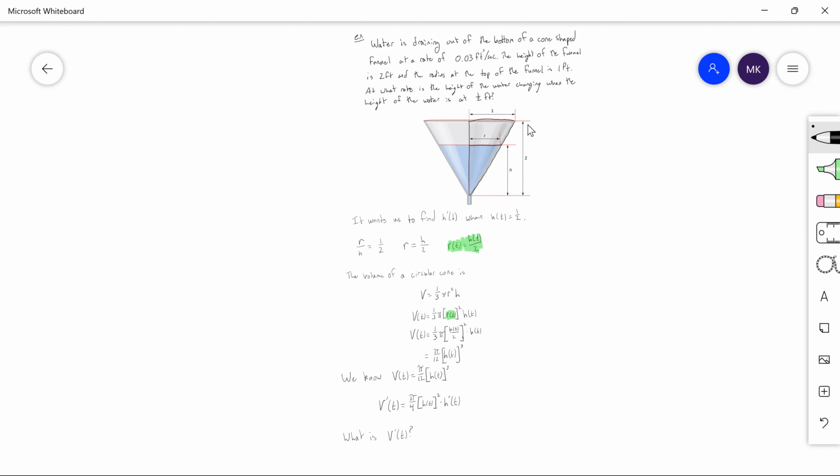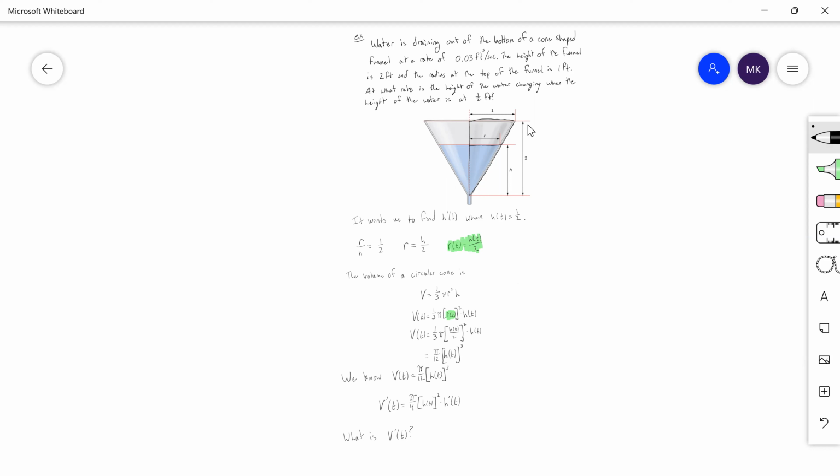What is V of t? Let's start with there. What is V of t? Like, what does that represent? The volume. Is the volume, how is the volume changing? Because V prime of t is talking about the rate at which the volume is changing. Is the volume increasing or decreasing? Oh, yeah, it's decreasing.